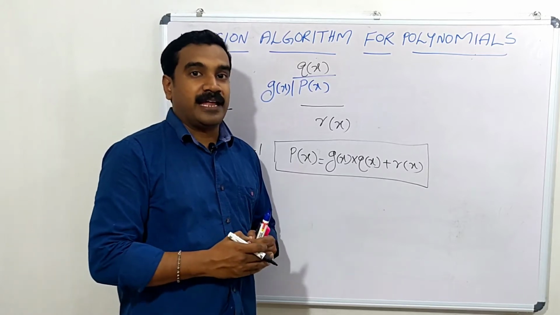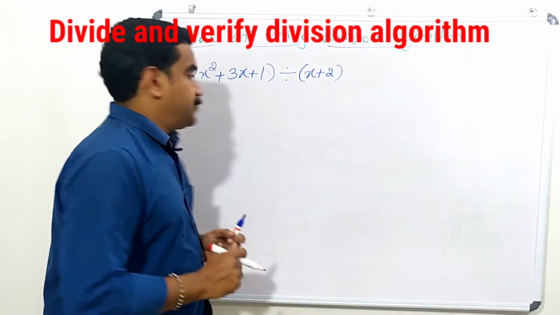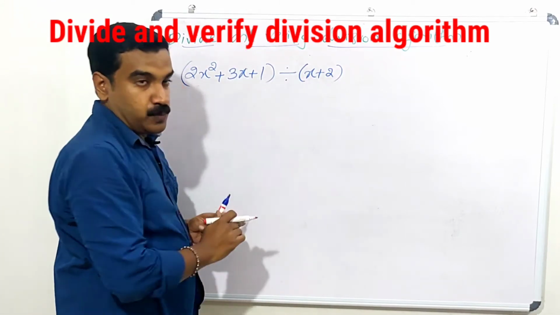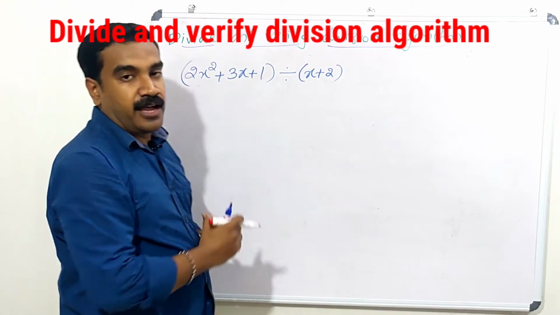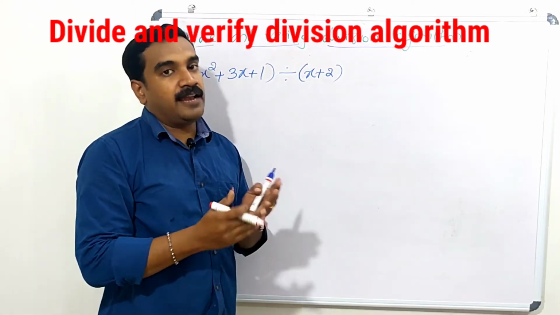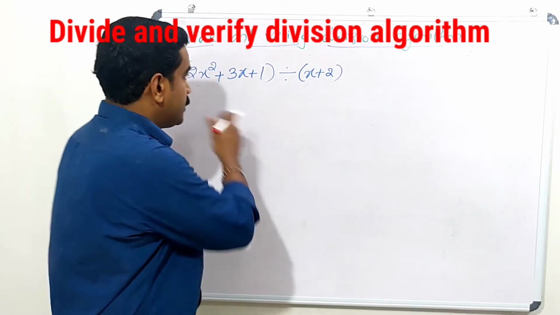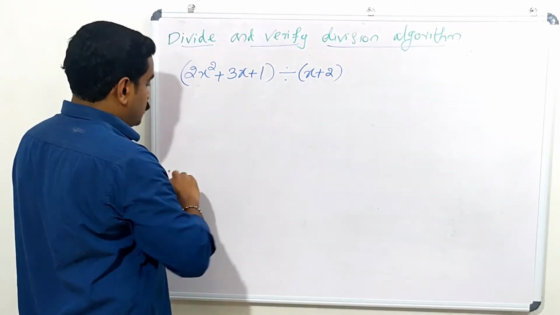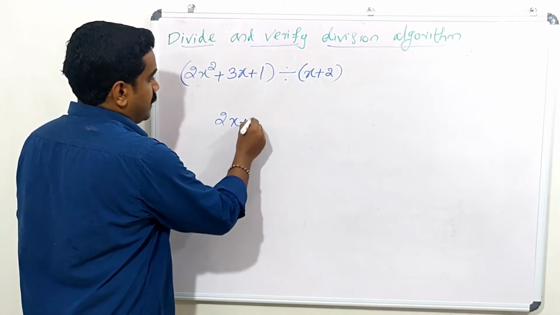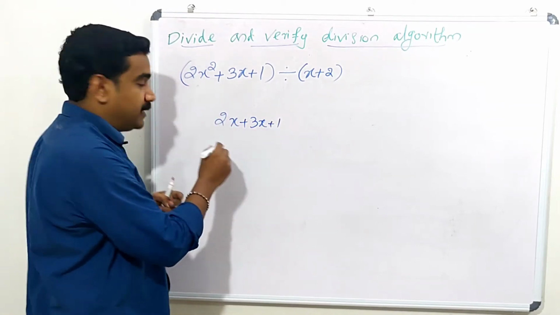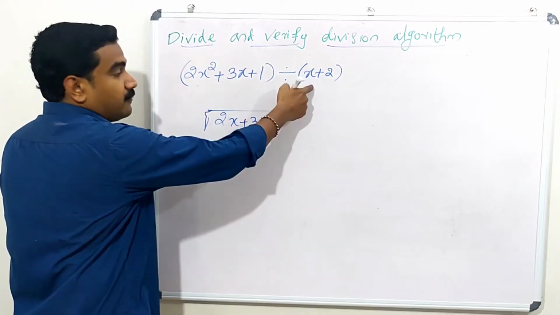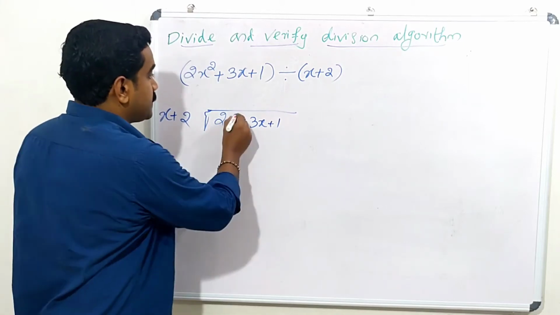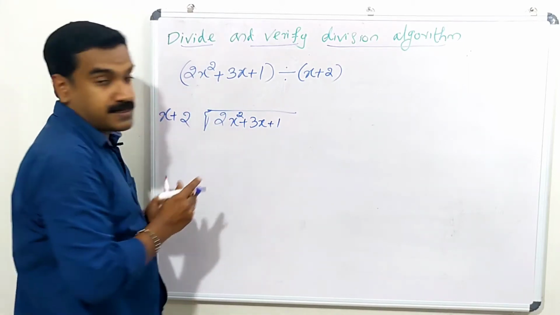We can clarify this with an example. Look at this question: 2x square plus 3x plus 1 is to be divided by x plus 2. The question is to divide and verify the division algorithm. First we divide, using the long division method. 2x square plus 3x plus 1 is the dividend, and we are dividing it by the divisor x plus 2.